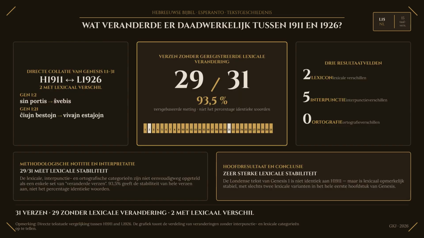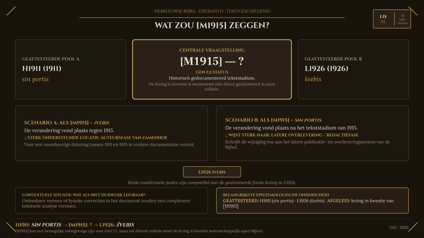When comparing the 1911 and 1926 texts, we find remarkable stability. Out of 31 verses, 29 remain lexically unchanged, demonstrating that the London edition is highly consistent with Zamenhof's original version. We must consider the mystery of the 1915 manuscript, M. 1915. If it aligns with the 1911 text, the change likely happened later. If it already shows the 1926 reading, the revision process was already underway.